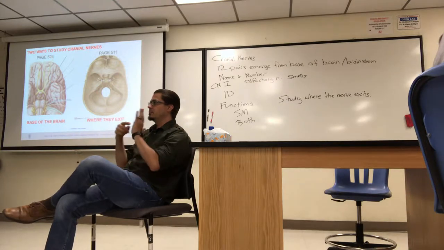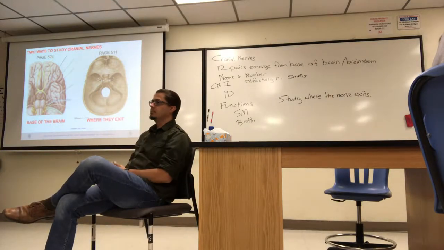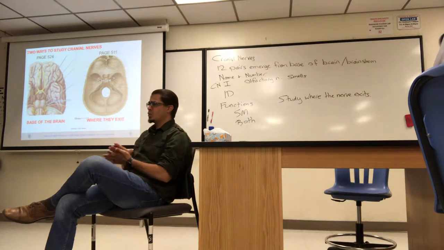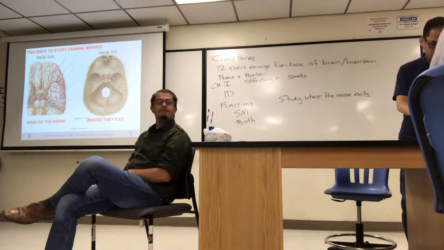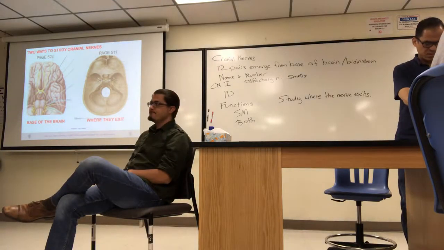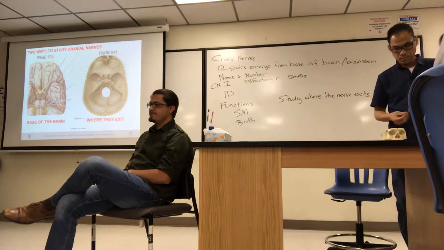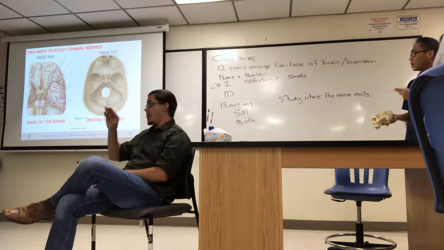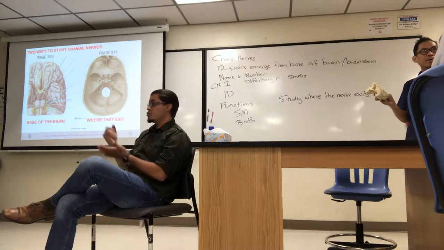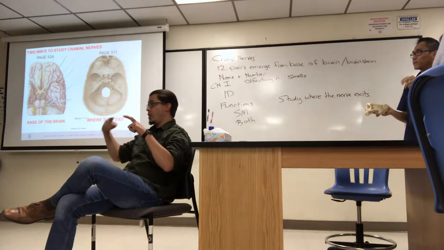So for example, let me get a skull over here. It's a good exercise to do when you're in the lab and you're studying, you're trying to memorize where they exit. Just get a skull, get a pointer, and then go through 1 to 12, because that's how they're numbered.